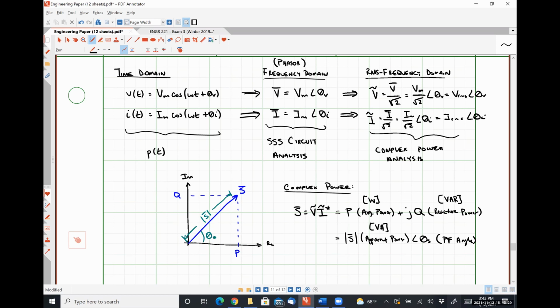Always. It's just whether or not the imaginary part is 0. So a DC circuit can absorb complex power. It's just going to be all real.